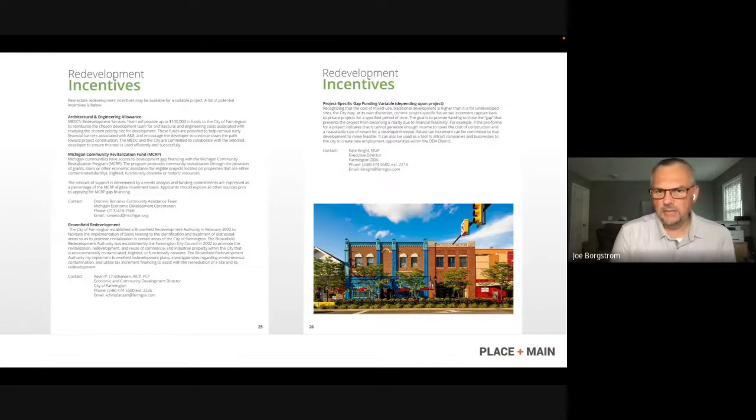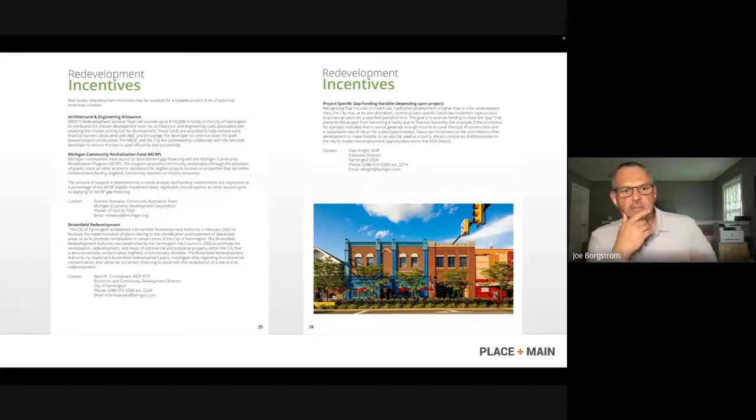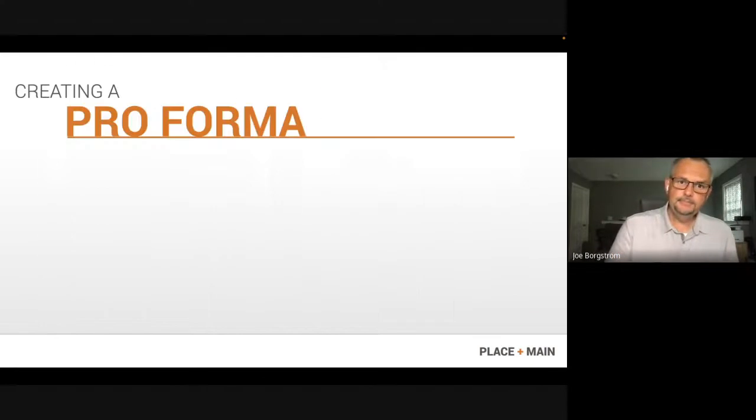And then we get into redevelopment incentives. This shows you the 2 pages of redevelopment incentives that kind of outline who to contact, what they are, and how they could be used. And then at the end of this, there's actually a process, and I'll talk about it here in a second, where they did a developer showcase. And I'll talk about that here in a minute.